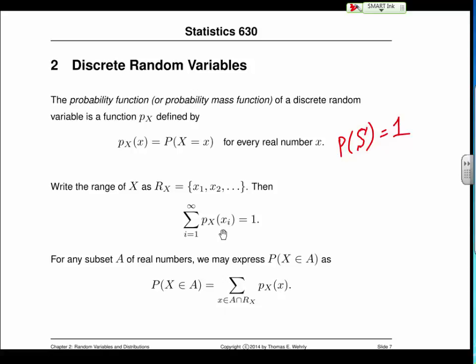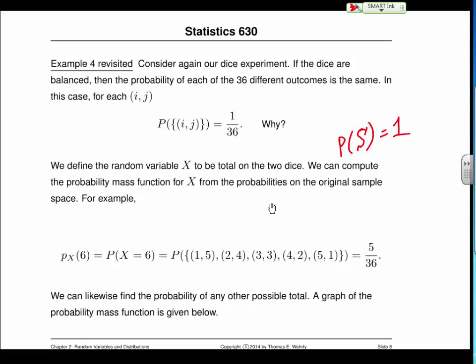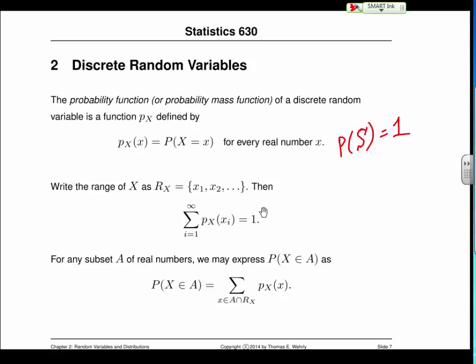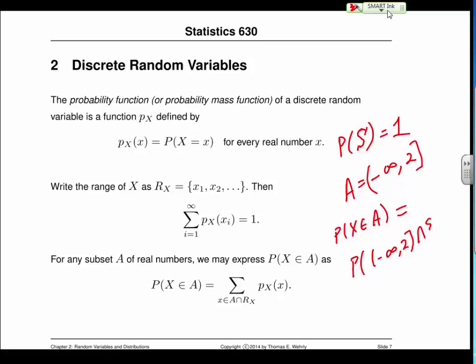So the only X values whose probability we need are those that are in A and also in the range of X. So for instance, in our example, let's suppose A is equal to the interval from minus infinity to 2, and I'll include 2. So the probability that X is in A is equal to the probability of A, which is minus infinity, comma 2, intersect the set 0, 1, 2, 3, and 4.